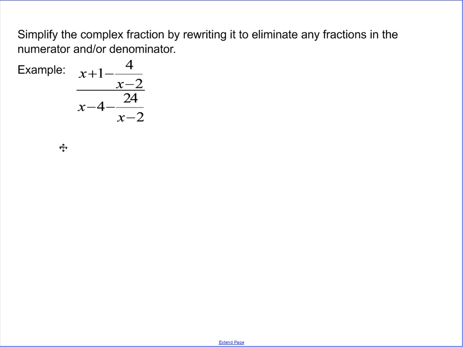But we could think of this as being x plus 1 over 1 minus 4 over x minus 2 in the numerator. And we have x minus 4 quantity over 1 minus 24 over the quantity x minus 2 in the denominator. And we see that our least common denominator here would be 1 times the quantity x minus 2. And we'll just say, well, it's x minus 2 then.